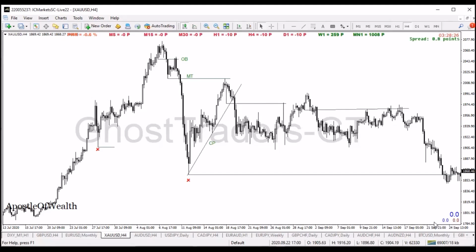So when you are trading, whatever you are trading, make sure that you understand order flow. It's going to save you a lot of money.